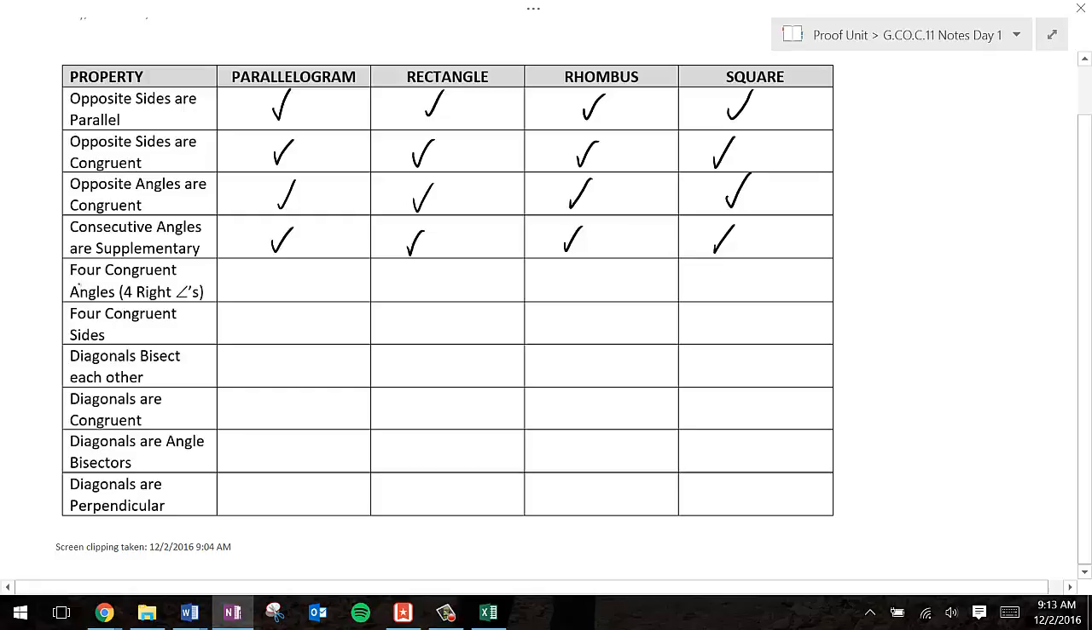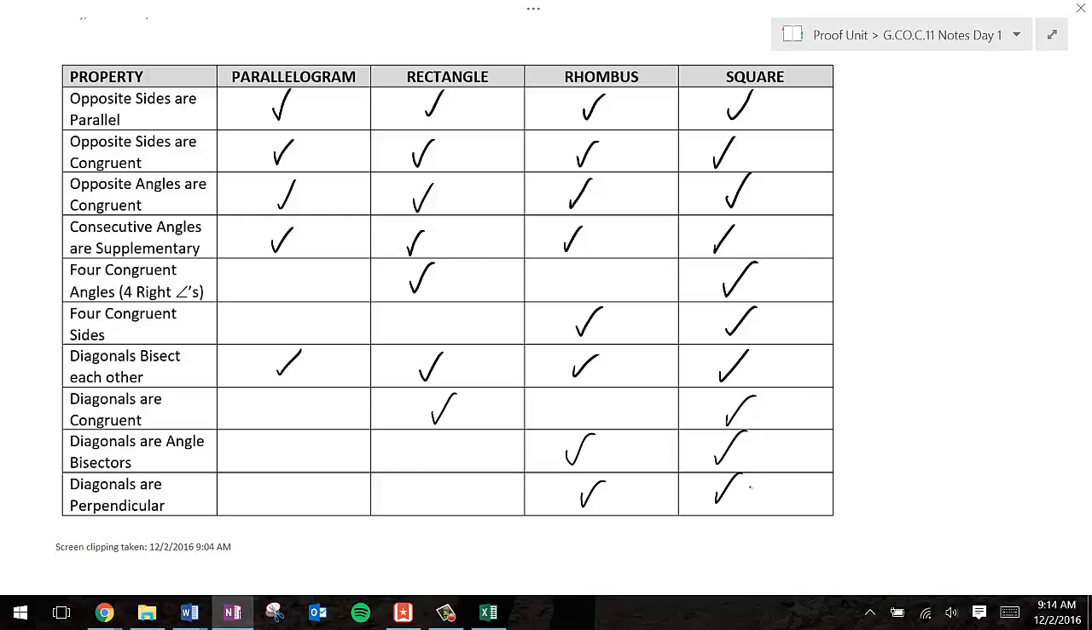Four congruent angles only exist in two figures. They exist in the rectangle and they exist in the square. Four congruent sides only exist in the rhombus and the square. In all of these, the diagonals bisect each other. We just proved that on the last page. The diagonals are congruent only in a rectangle and a square, but the diagonals are perpendicular in the rhombus and the square.